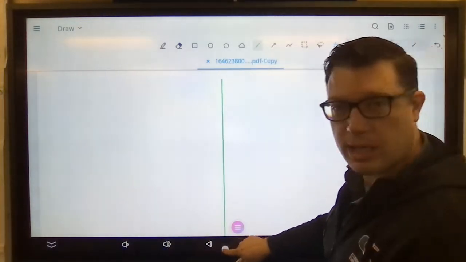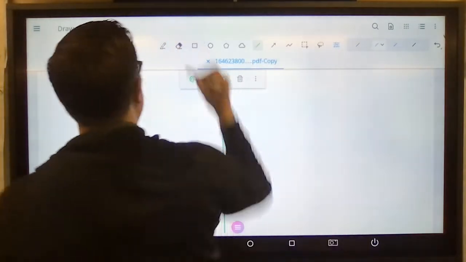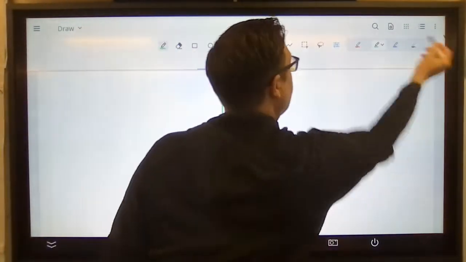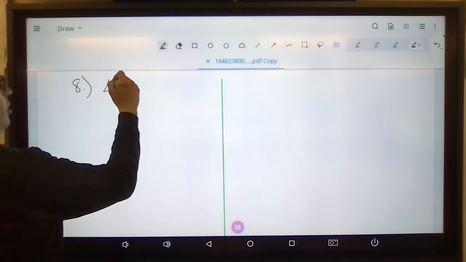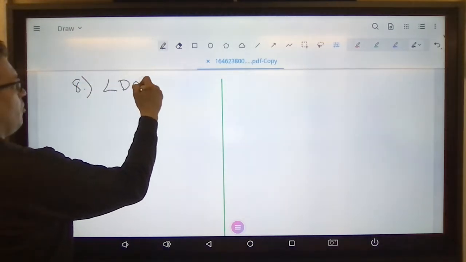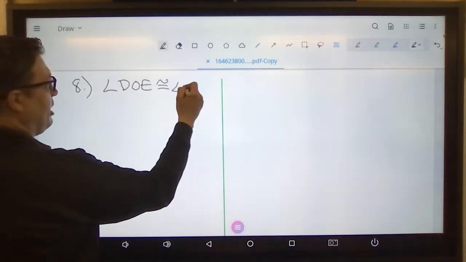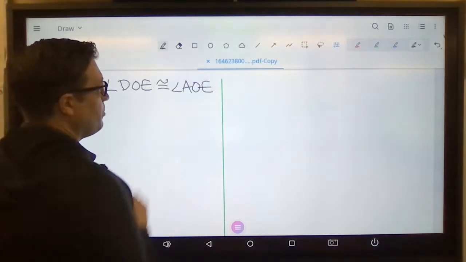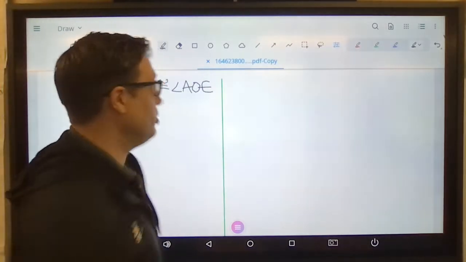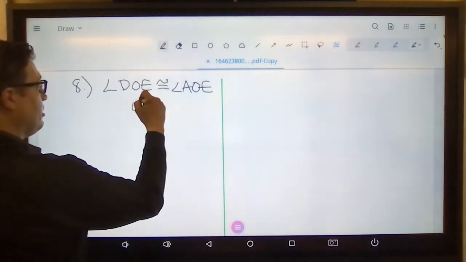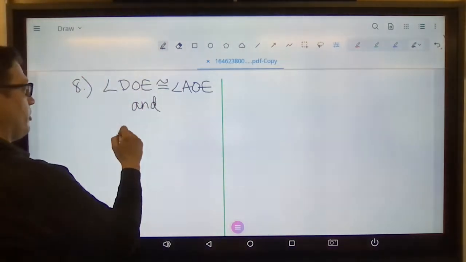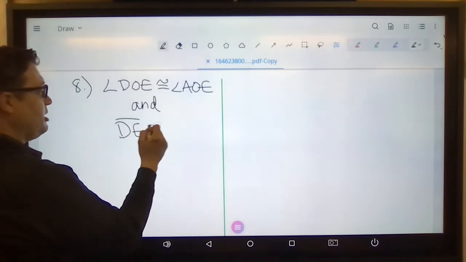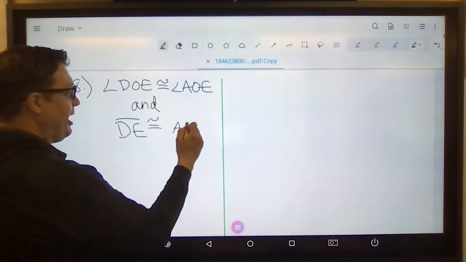Here we go. By corresponding parts of congruent triangles, then this is statement 8. We're going to say angle DOE is congruent to angle AOE by corresponding parts of congruent triangles. And line segment DE, which is what we're trying to prove, is congruent to line segment AE.